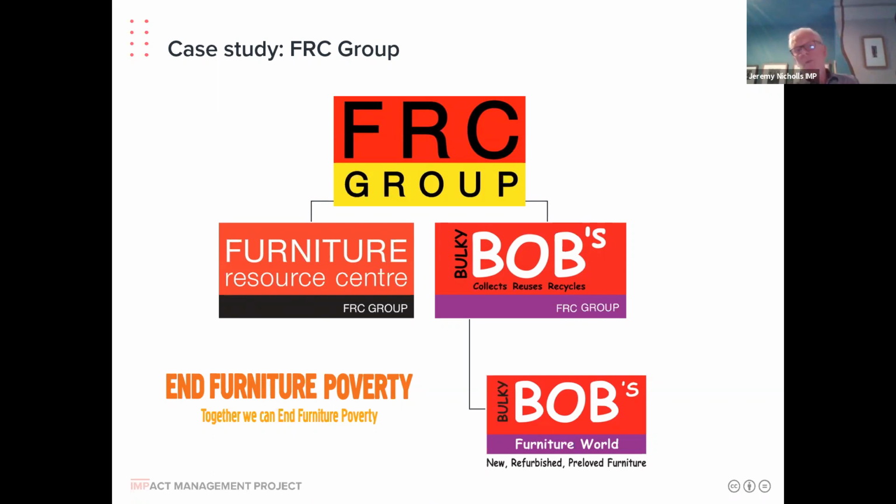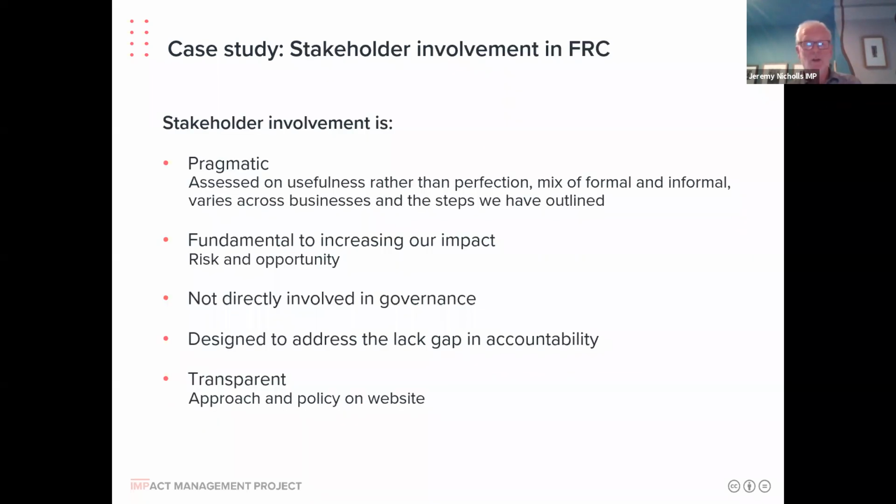In terms of how we do stakeholder involvement, I think it's all very well in theory, but when you get into the reality of running a business and trying to do this in the context of a fast-moving environment where you have constrained resources, there's lots going on, it's a very competitive market, we're very pragmatic. We want this to be very useful. We're not aspiring for perfection, as you'll see.